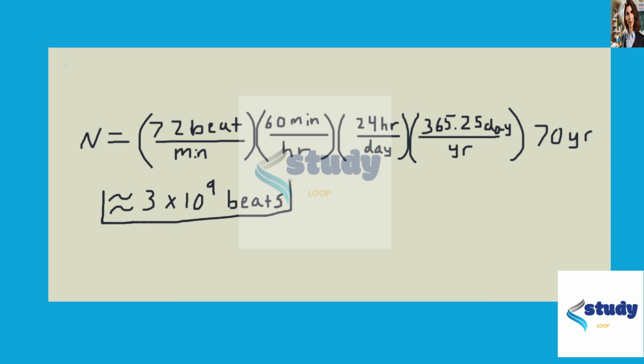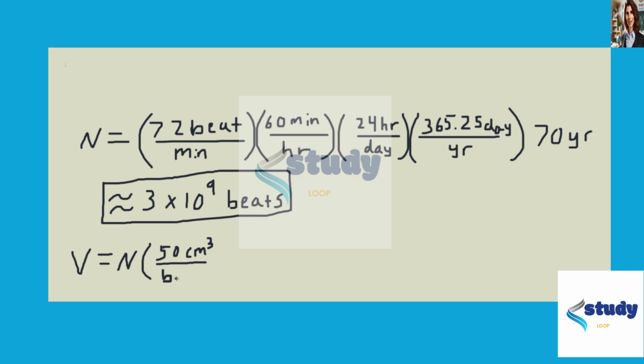Now that we know the number of heartbeats in a human lifetime, we can use that to calculate the number of gallons of blood, or the volume, V, that is pumped. It's equal to the number of heartbeats per lifetime multiplied by the fact that there are about 50 cubic centimeters of blood for every beat. So this is per beat.